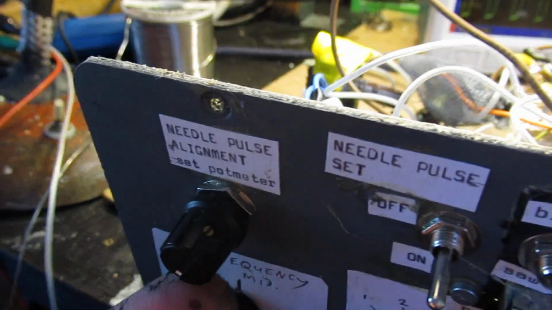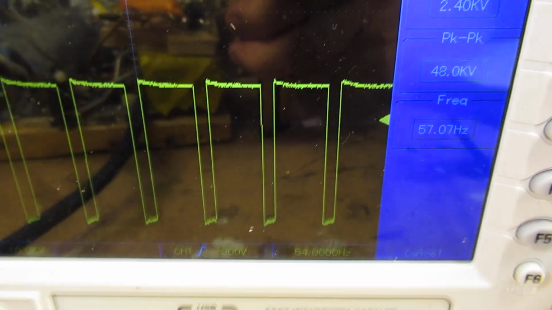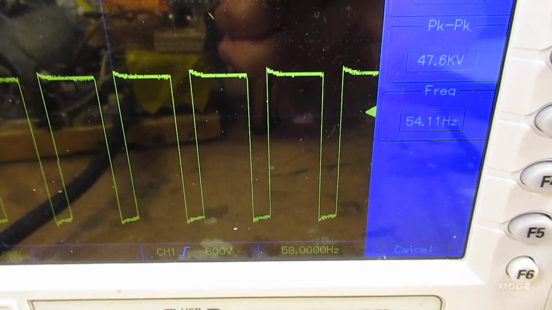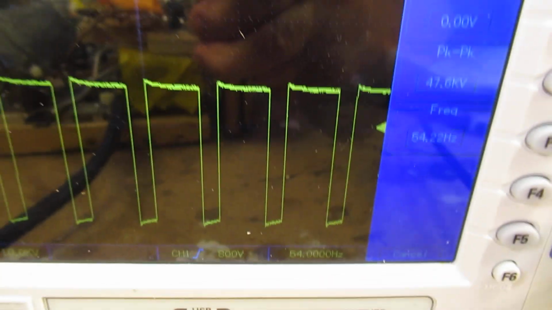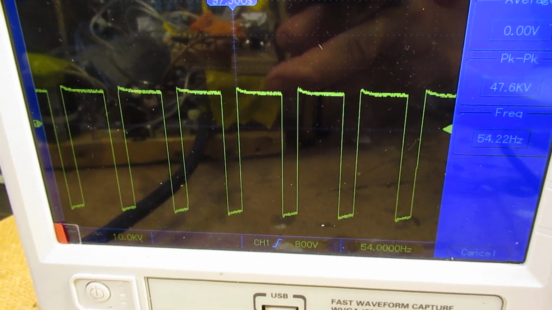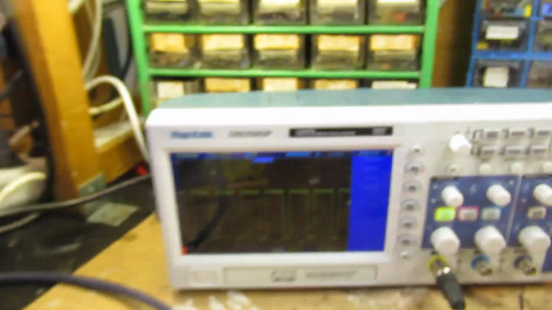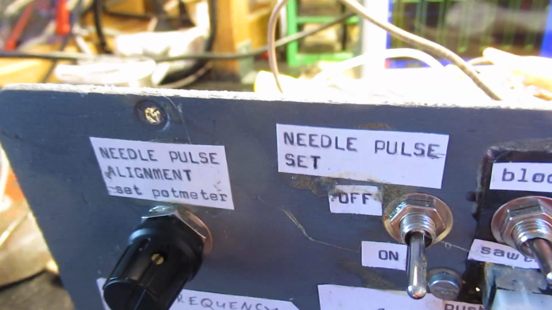And when I align here this potentiometer, the whole idea of needle pulses works, and that's the most important thing to tell, and that's also the reason why I don't republish this circuit again, etc.